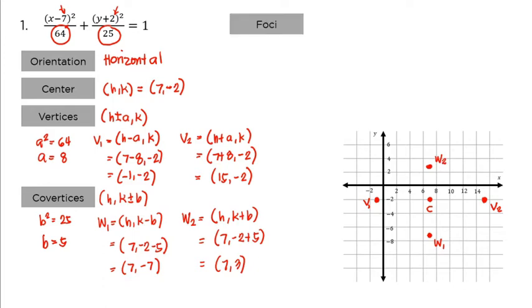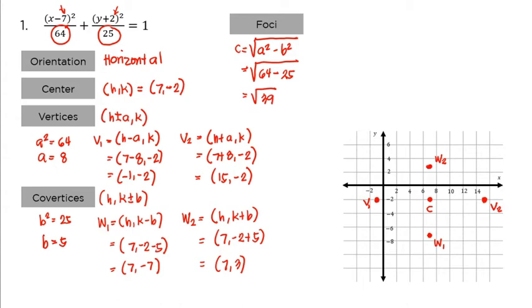Okay, for the last one, we have the foci. The foci are c units away from the center, so we need to solve for c. From our formula, c is just equal to the square root of a squared minus b squared, right? So from that, we have a squared is 64, b squared is 25, so c is just equal to the square root of 39. Okay? So c is the square root of 39.